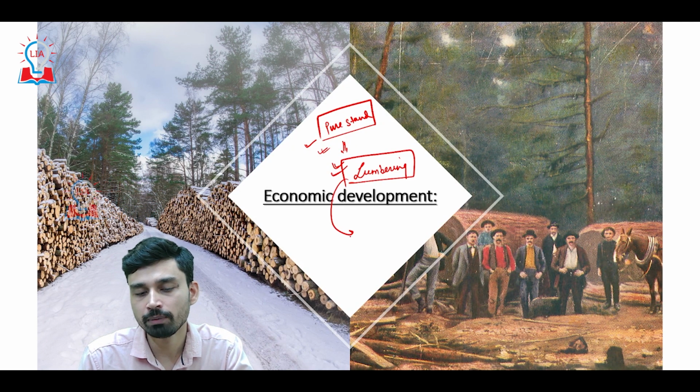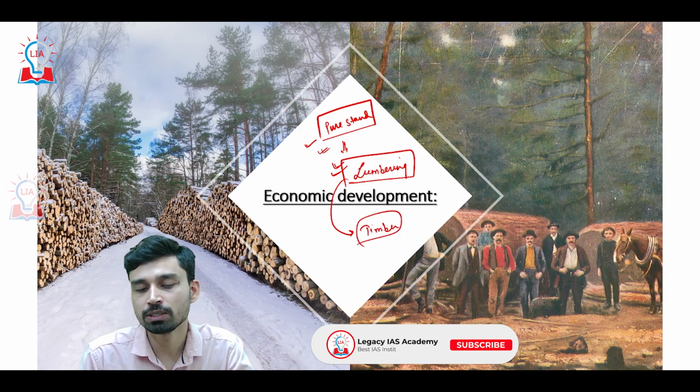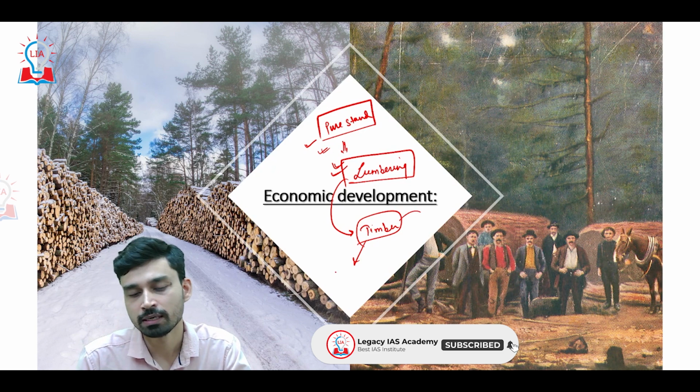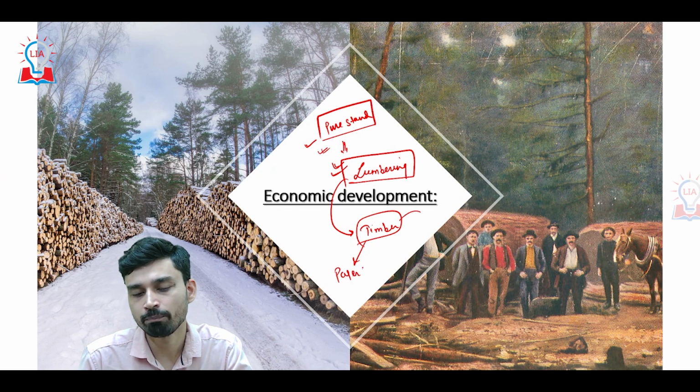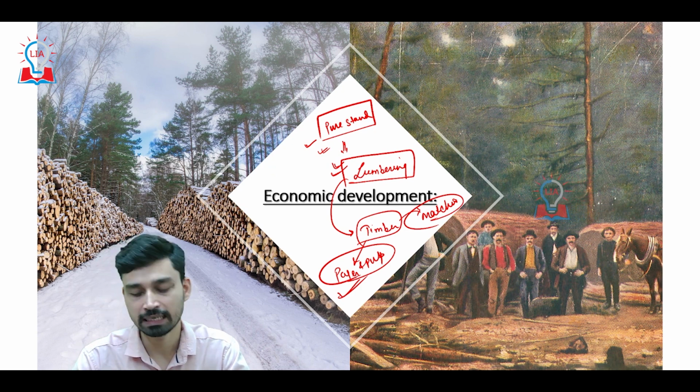During lumbering, people cut the trees, then they produce timber, and this timber is then sent to different industries, especially for development of paper and pulp, as well as, as we have discussed before, the manufacturing of matchsticks. So paper and pulp is one of the most important economic industries that has developed in this region.